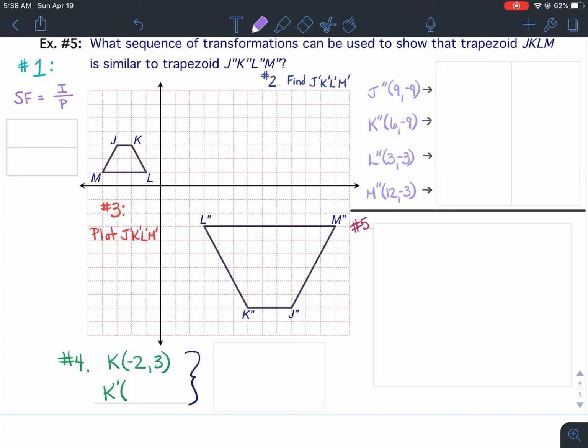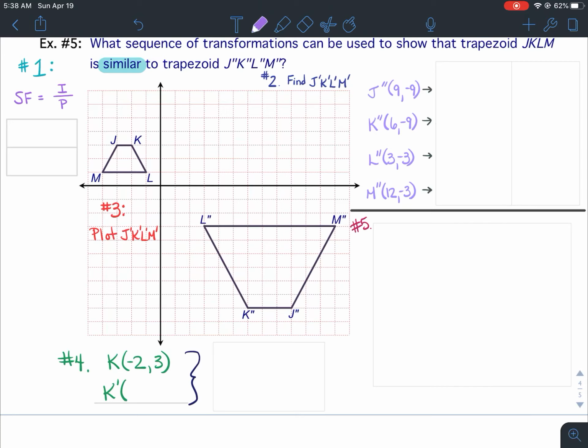Using transformations, Lesson 21 notes, example number 5. What sequence of transformations can be used to show that trapezoid JKLM is similar to trapezoid J double prime, K double prime, L double prime, M double prime? So that keyword there is similar. Go ahead and highlight the word similar.